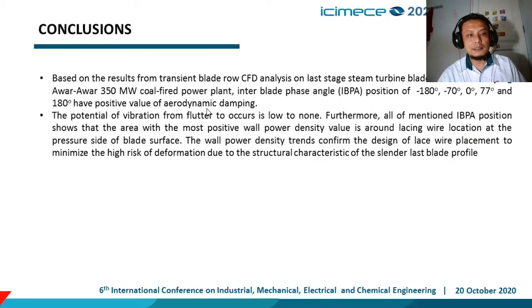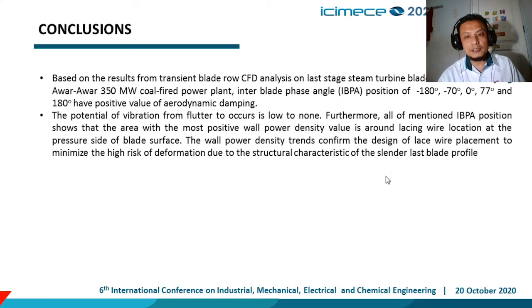Conclusion: based on the result from Transient Blade Row CFD analysis on last stage steam turbine blade of Unit 2 at Tanjung Awar 350 MW coal-fired power plant, IBPA position minus 180, minus 70, 0, 77, and 180 all have a positive value of aerodynamic damping. Therefore, no potential of flutter to occur. The potential of vibration from flutter to occur is low to none.